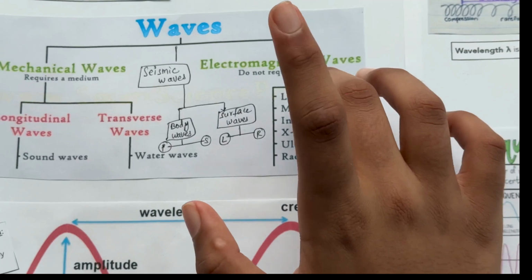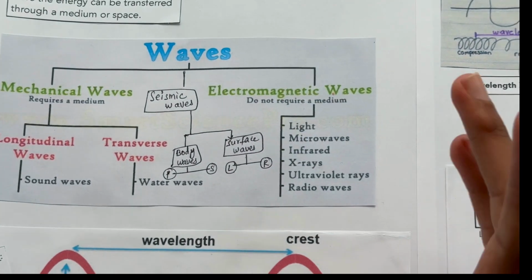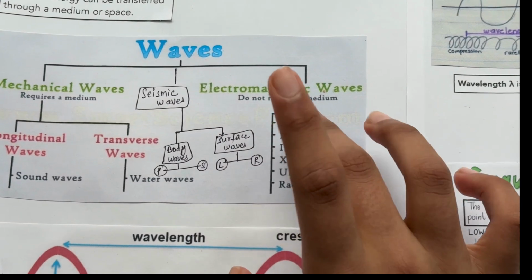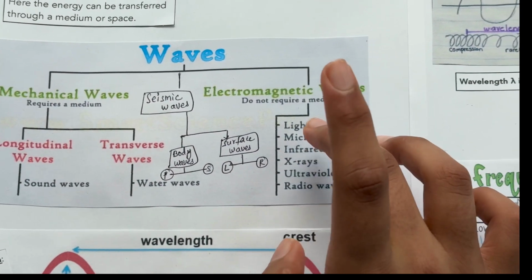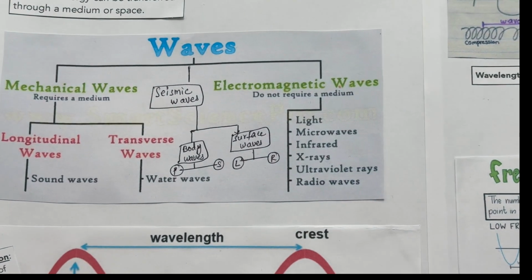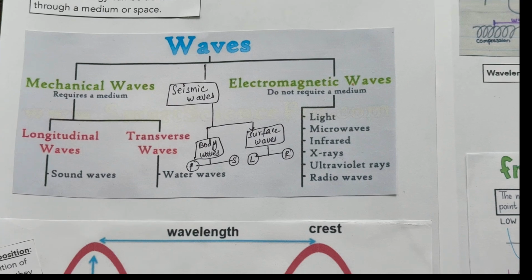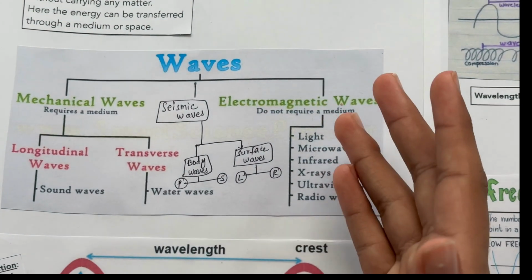And electromagnetic can already tell you that all of these parts in the electromagnetic spectrum do not require to pass through a medium. So for example, light can pass through a vacuum, like it can pass through space, because space doesn't have a medium, it's a vacuum. So because of that, we can tell that light is an electromagnetic wave.